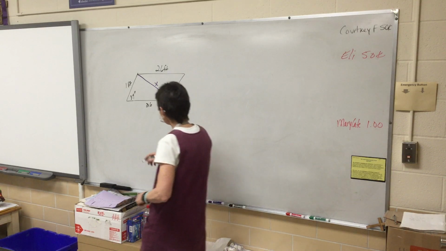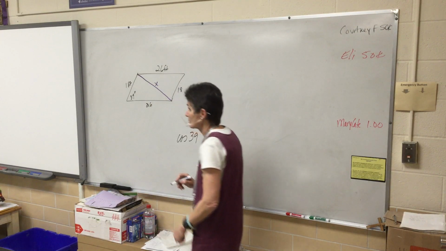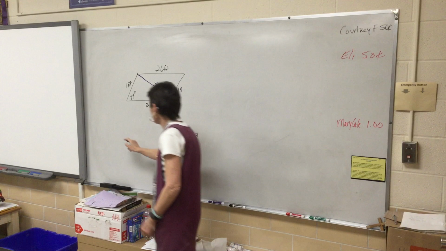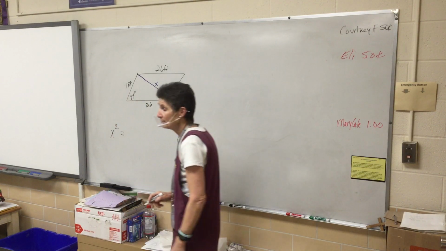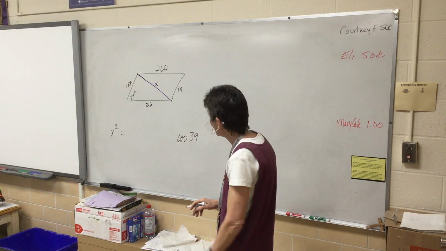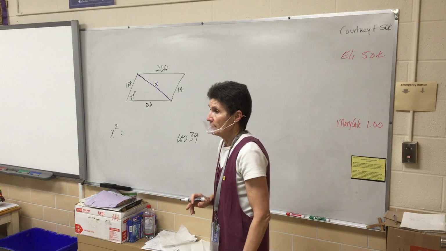So remember the law of cosines? On one end, you're going to have the cosine of your angle, which is 39. On the other end, you're going to have its opposite side, which is x squared. And then who remembers what's in the middle of this big long formula?